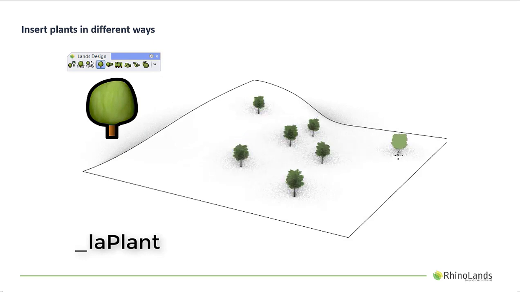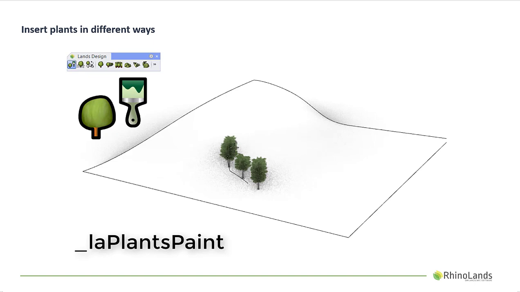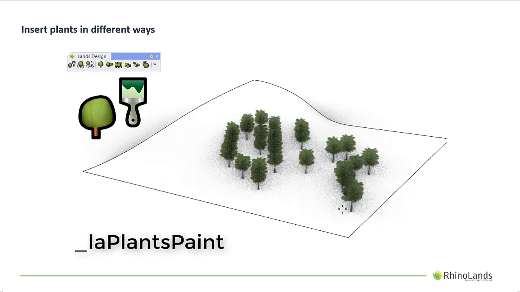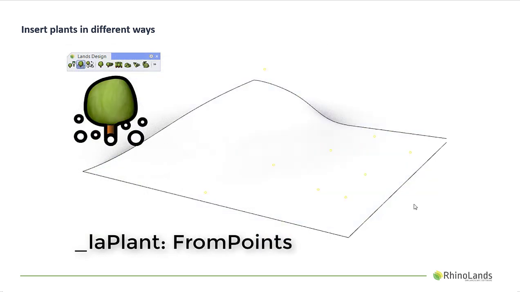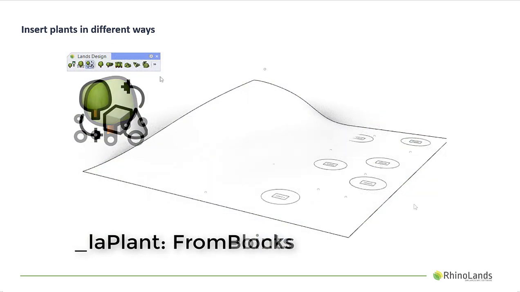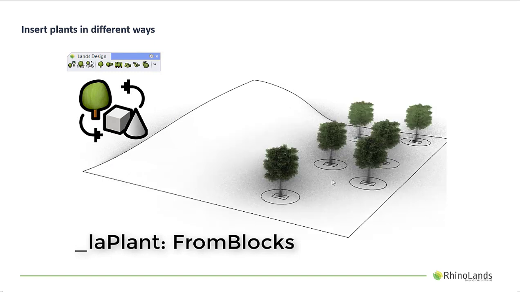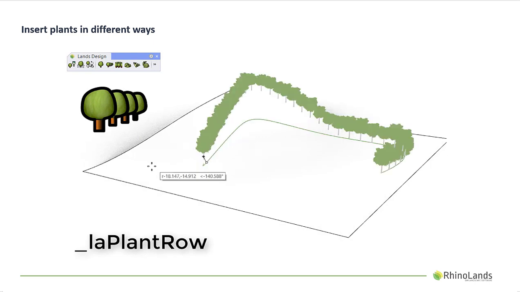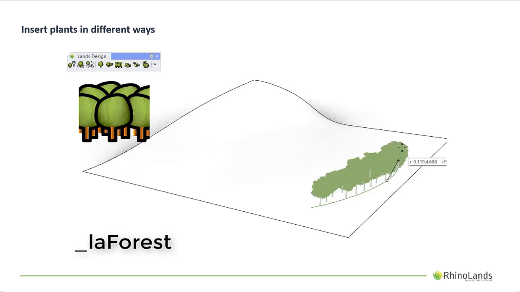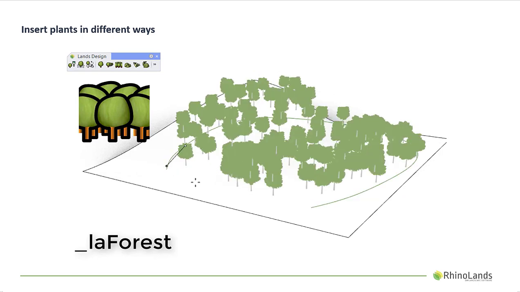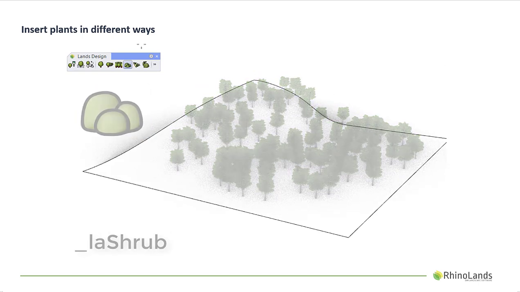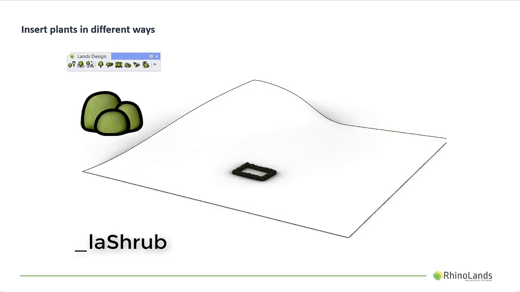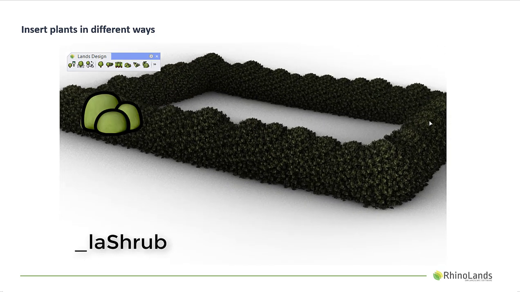One is individual insertion, add plants one by one. Then paint mode, utilize a paint tool to scatter plants randomly across the plot by moving the mouse. Block conversion, transform AutoCAD blocks or points into realistic 3D models within RhinoLands. Row or group insertion, insert rows of plants with a specified distance and plant combination, or group of plants with minimum distance or matrix arrangement. You can also add shrubs and ground covers by specifying the quantity per square meter or per linear meter.